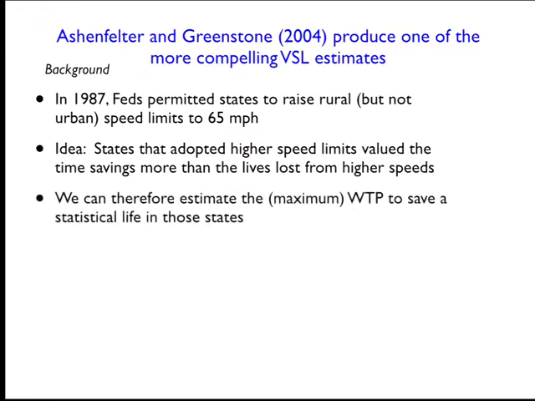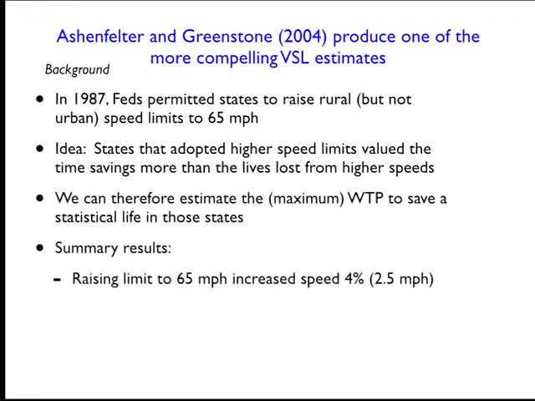So if that's true, then we can estimate the maximum willingness to pay to save a life in those states. Just to give you a very quick summary of the results before we get into the details here. It turns out raising the speed limit to 65 miles an hour from 55 increases speed by about 4%.